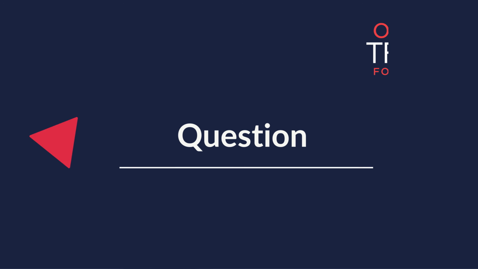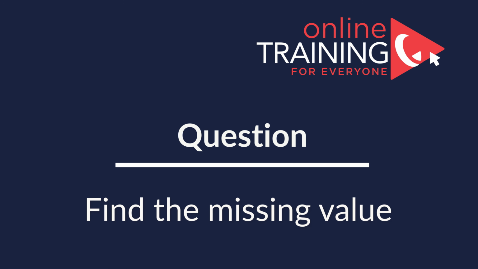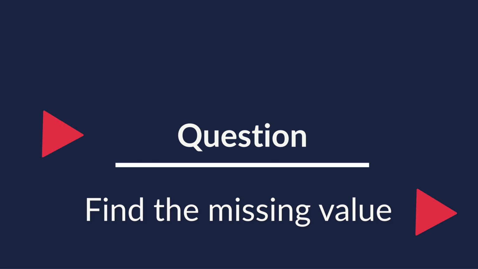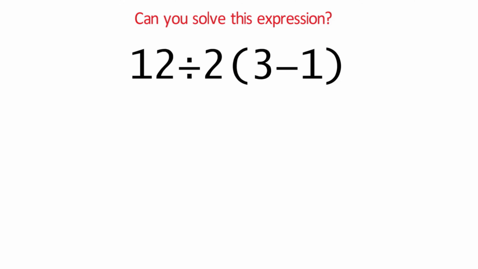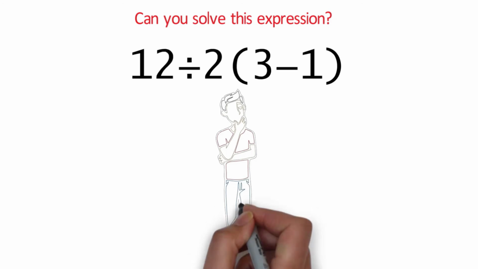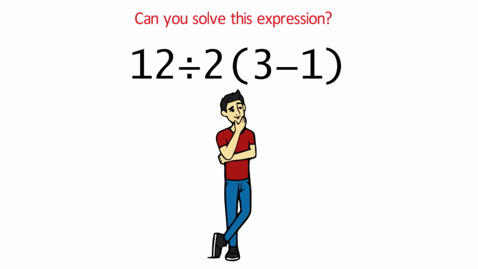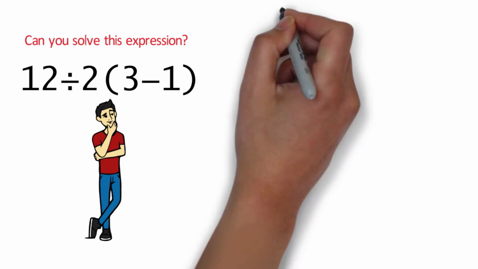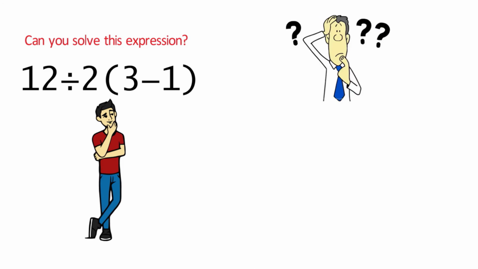Here's the interesting question, which is easy to understand, but at the same time you will have a lot of fun solving it. You need to calculate the simple expression, 12 divided by 2 and then multiplied by the value in parentheses, which is 3 minus 1. Take a close look and see if you can come up with the answer.